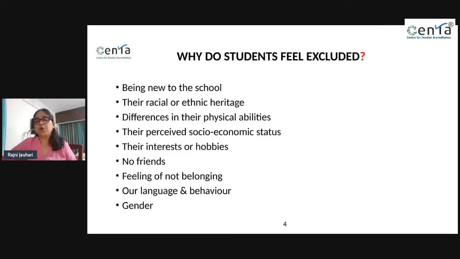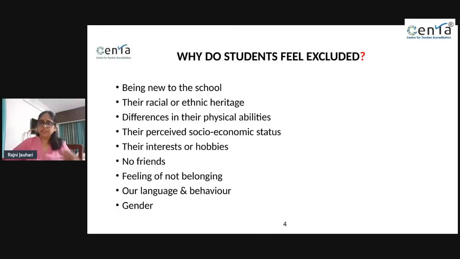Now that we know the problem, I think at least we can take our first step to make the solution possible. If we didn't know the problem, then maybe finding a solution is difficult. But now we know the problem. So these are reasons why children feel excluded. So working on those problems and finding a solution accordingly, I think is really helpful.